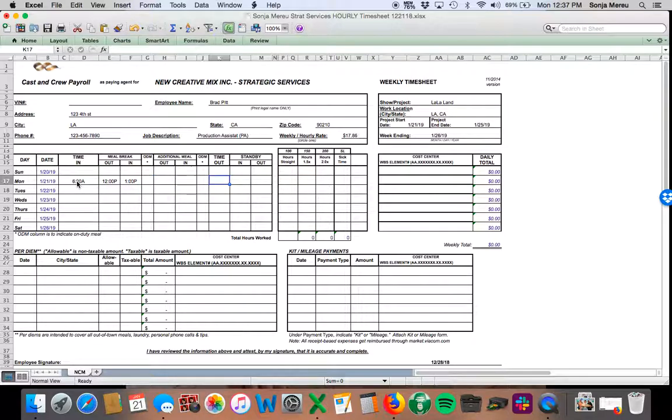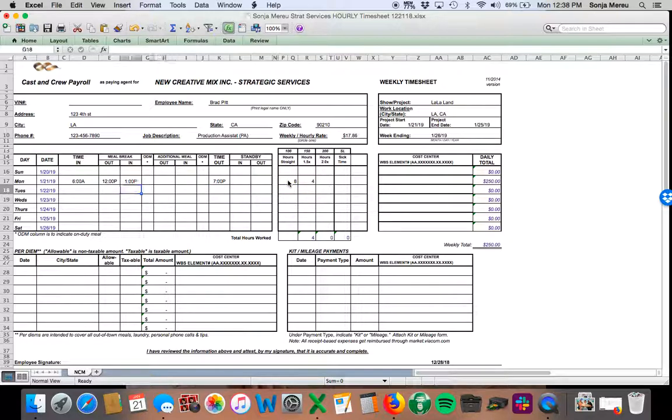And then my time out is going to be 7 p.m. That way I've worked a 12-hour day plus my 1 hour lunch, and I know that I'm going to get my full guarantee. Now over here, this is an optional thing. Not everybody likes for you to fill this out, but I tend to think it's helpful. I did 8 hours of straight time, and then because I worked 12 hours, I did 4 hours at time and a half.